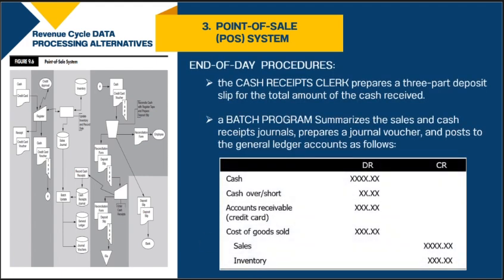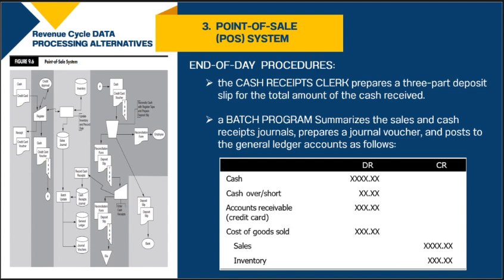And speaking of end of the day, now we have the end of day procedures in which the cash receipts clerk prepares a three-part deposit slip for the total amount of cash received. One copy is filed and then the other two accompany the cash to the bank. And because cash is involved, armed guards are often used to escort the funds to the bank depository.